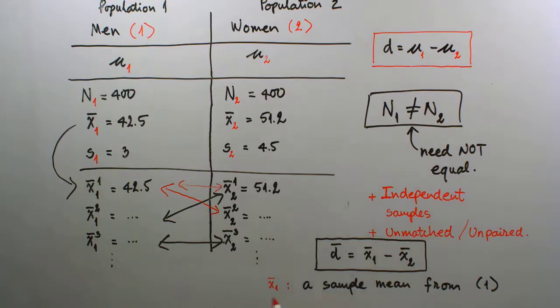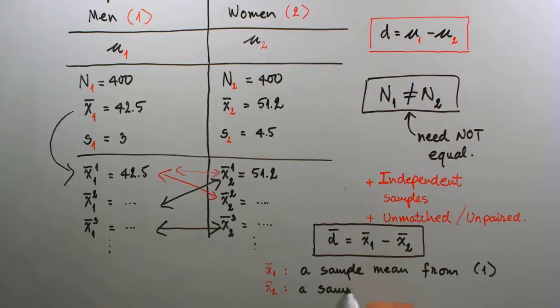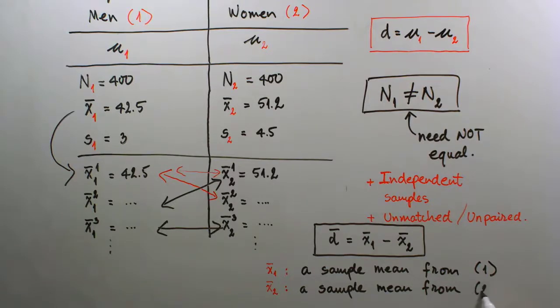And so similarly, x bar 2 in our quick definition there that I put in a box, x bar 2 just means a sample, or any sample mean, from population 2. And that's what this is. So we just simply pick any sample mean from population 1 and take the difference with any sample mean from population 2. What we have there is a value that we call d bar.